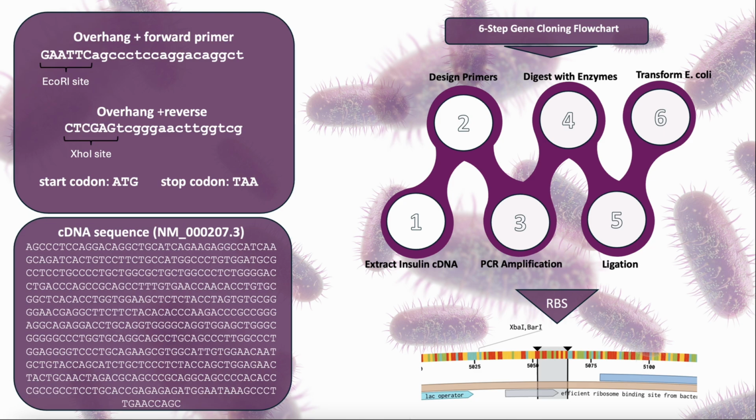Number 4. Digest with enzymes. Cut plasmid and insulin gene using EcoRI and XhoI for seamless insertion. Number 5. Ligation. Insert insulin gene into the plasmid with ligase enzyme. Number 6. Transform into E. coli. Introduce recombinant plasmid into competent cells for expression. The ribosome binding site, RBS, ensures efficient translation of the insulin mRNA, playing a pivotal role in protein expression.